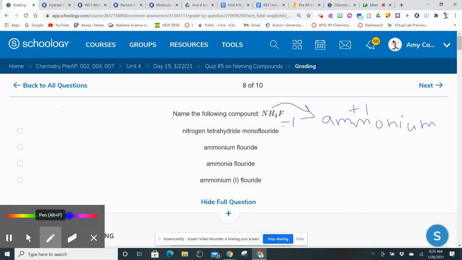But with this compound, ammonium fluoride, there's only one way to make it. 1 ammonium, 1 fluorine. You can't put 2 fluorines in there, you can't put 2 ammoniums in there. One way to do it. So putting a prefix is redundant. We don't need to do it. Okay?